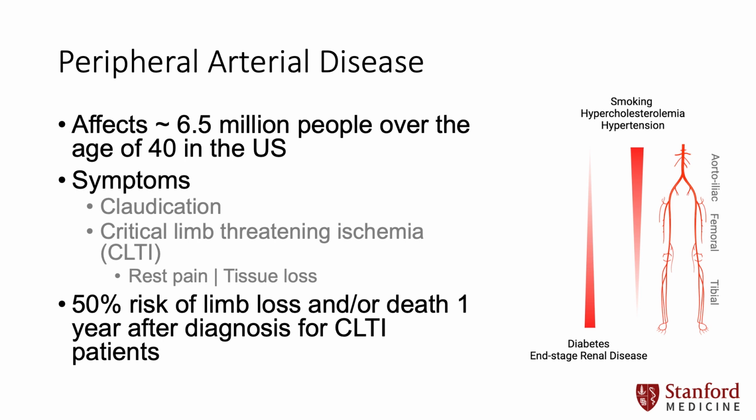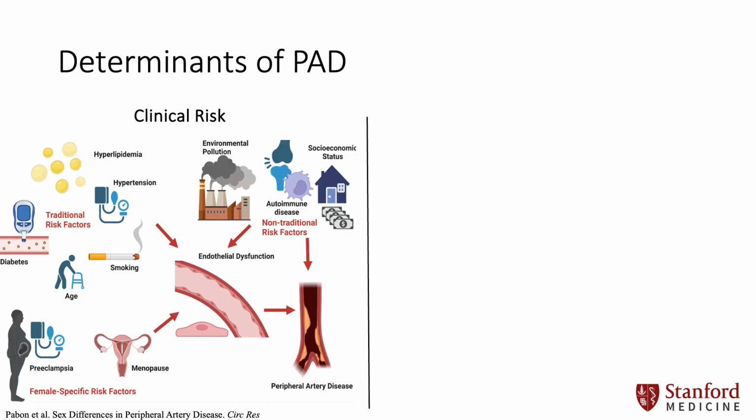And we can improve blood flow either with angioplasty, stenting, or bypass surgery, but at the end of the day, after the diagnosis of CLTI, 50% of patients undergo or are at risk for limb loss or death at 1 year. So our medical management of PAD usually involves targeting clinical risk factors.